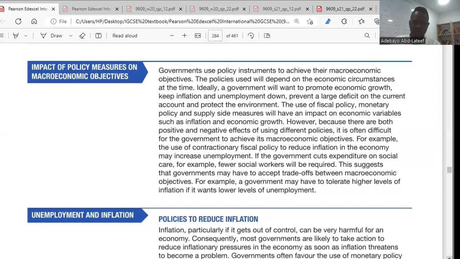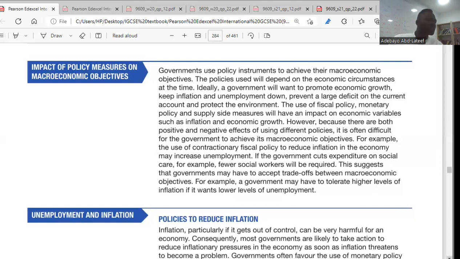For example, the use of contractionary fiscal policy to reduce inflation in the economy may increase unemployment. If the government cuts expenditure on social care, for example, fewer social workers will be required. This suggests that governments may have to accept trade-offs between macroeconomic objectives. For example, a government may have to tolerate high levels of inflation if it wants lower levels of unemployment.